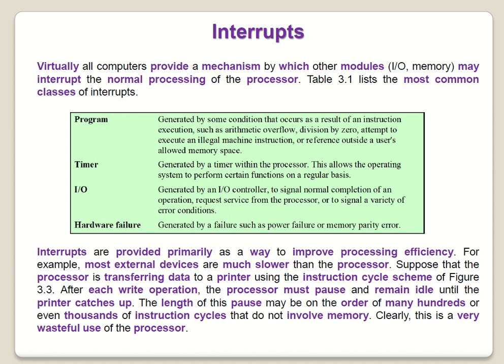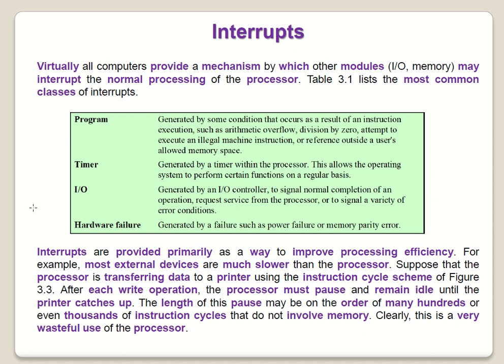The next topic is interrupts. All computer systems provide a mechanism that allows other modules, let's say the input-output device or memory, to interrupt the normal processing of a processor. Okay. So the table given in this slide lists the most common classes of interrupts like program, timer, IO, hardware failure. Hardware failure means this kind of interrupt is generated by a failure. Maybe it can be a power failure or memory failure, memory parity error, whatever it is.